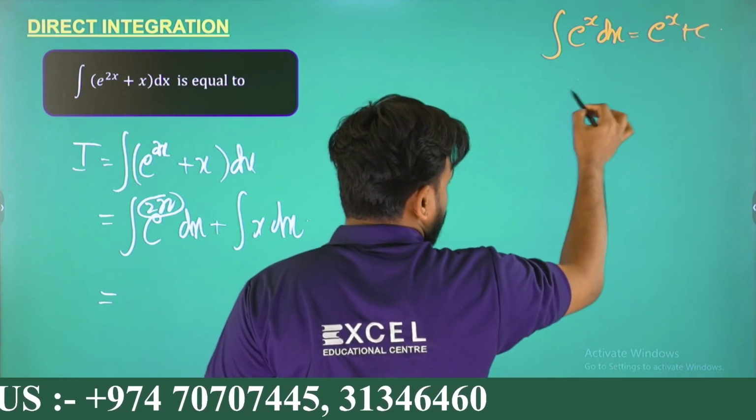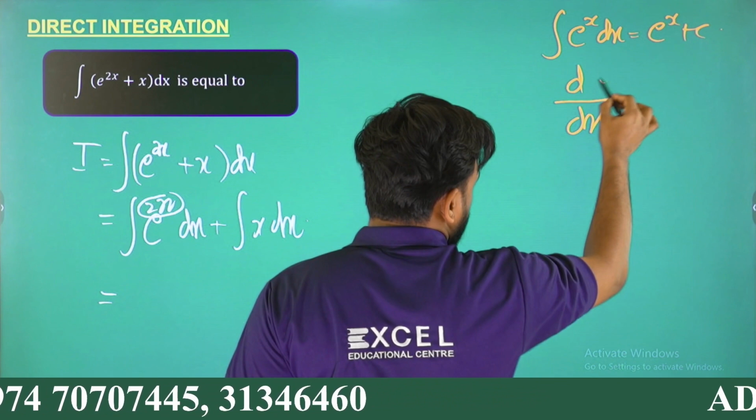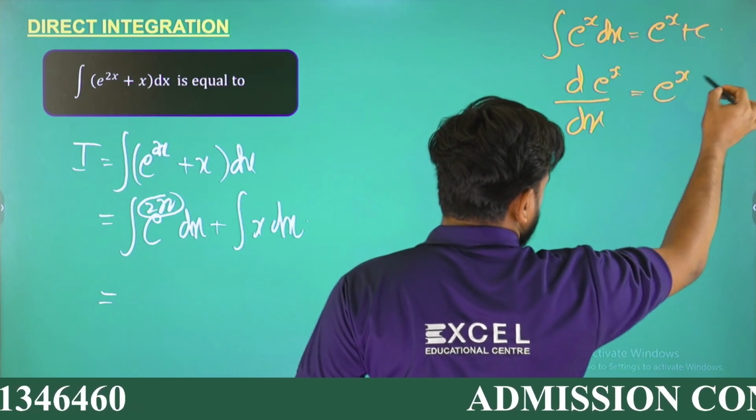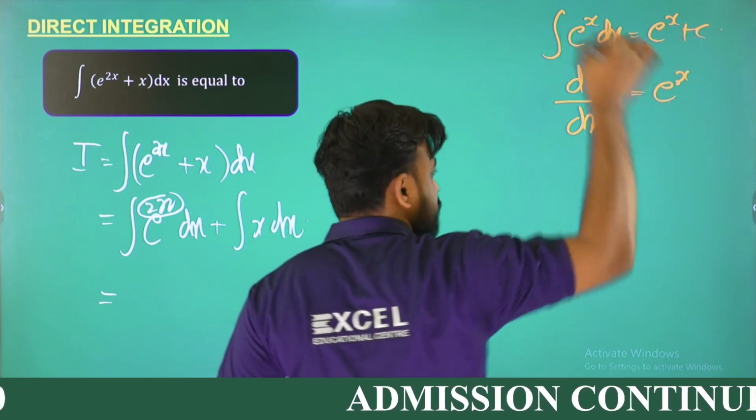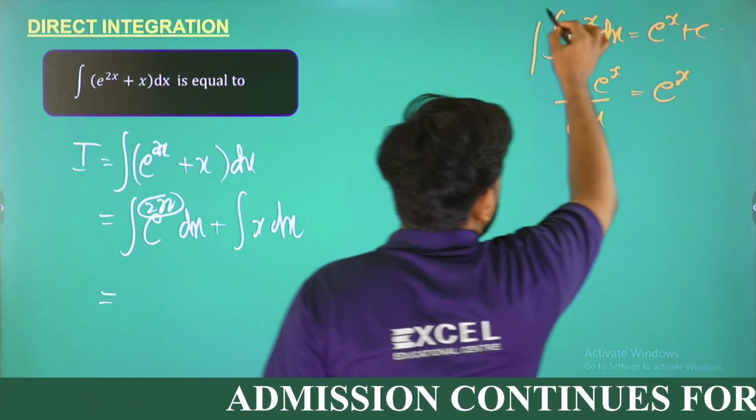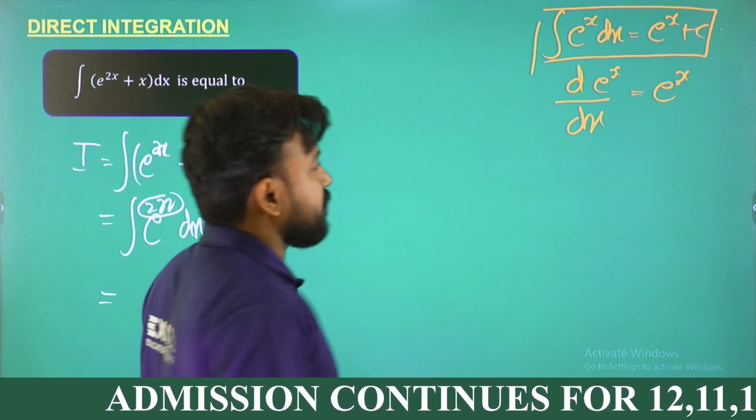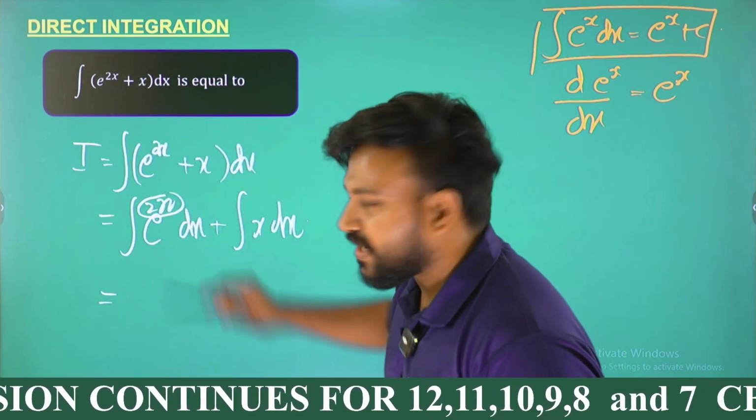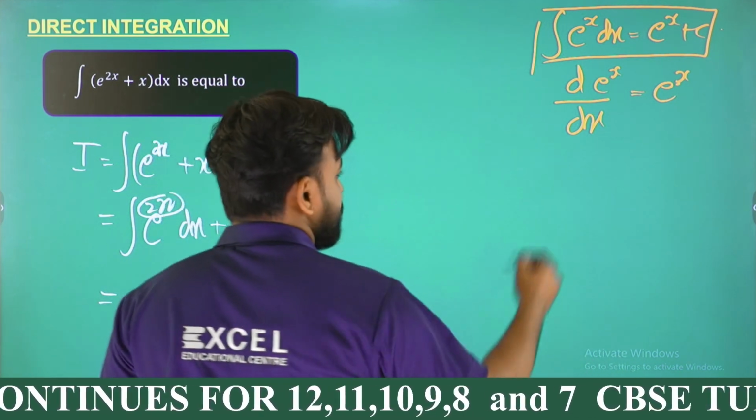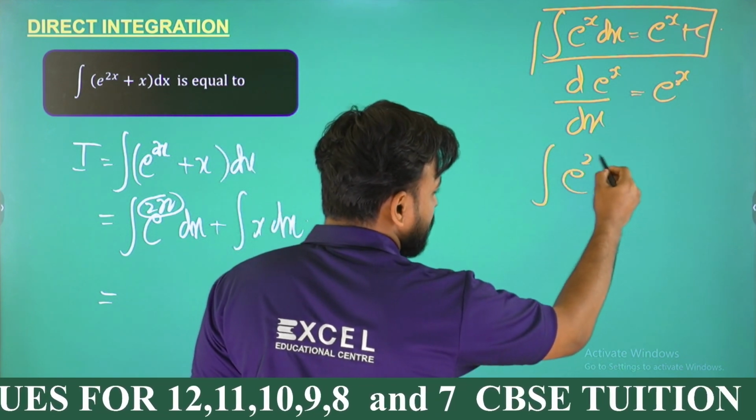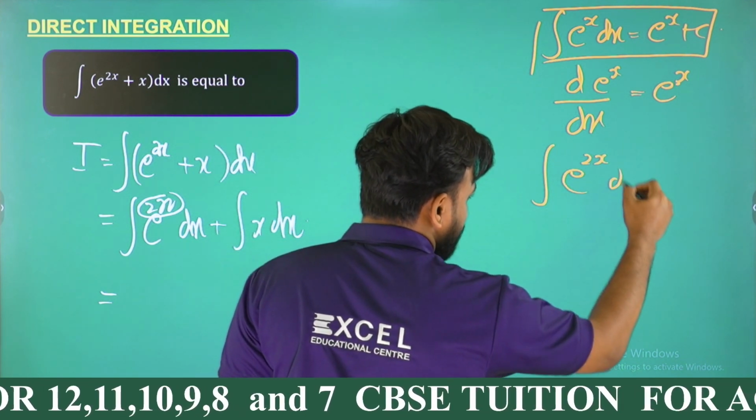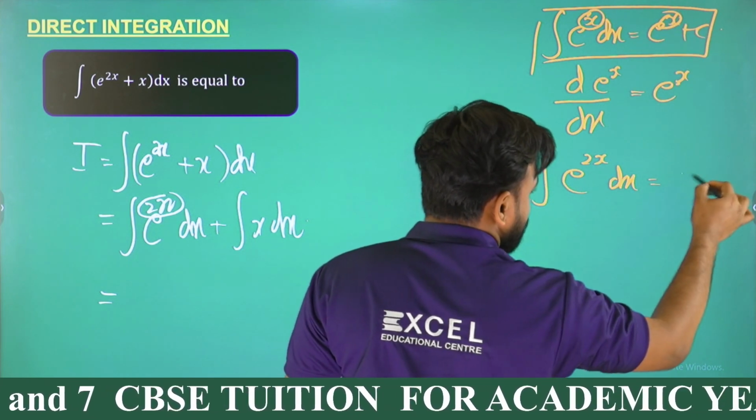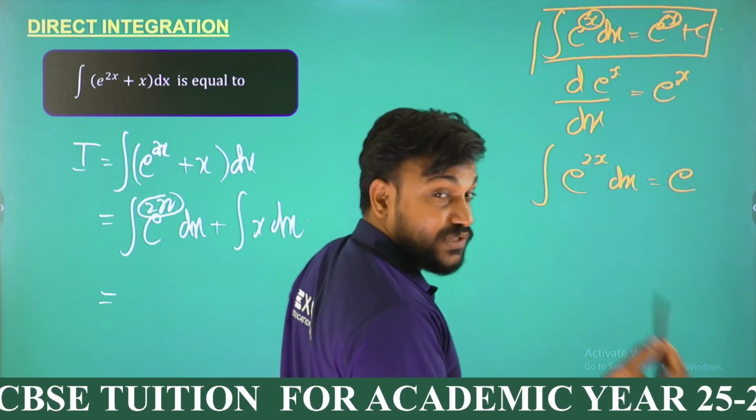I'm just telling you this: the derivative of e raised to x is e raised to x. Then the integral of e raised to x is e raised to x. Using that idea, you can get these results. So listen, but here it is 2x, right? What do we do in a case like that? What is the integral of e raised to x? E raised to x itself.